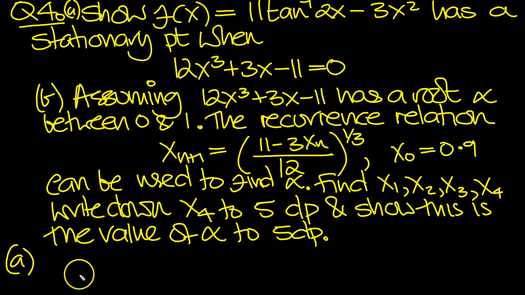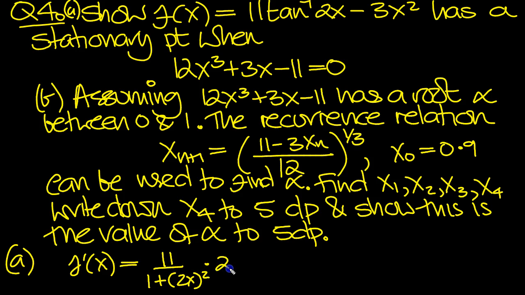So let's differentiate then. So f dash x is equal to, arc tan goes to 1 over 1 plus x squared, isn't it? So it's 11 lots of: tan of something goes to 1 over 1 plus the something squared, multiplied by the something differentiated, which is 2, minus, and then differentiate this, 2 comes down to multiply with the 3 to make 6x, and let that equal 0.